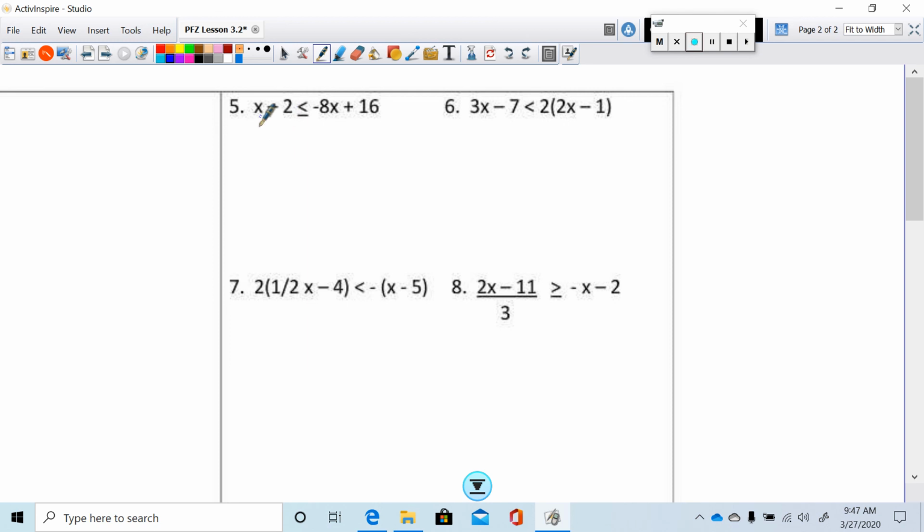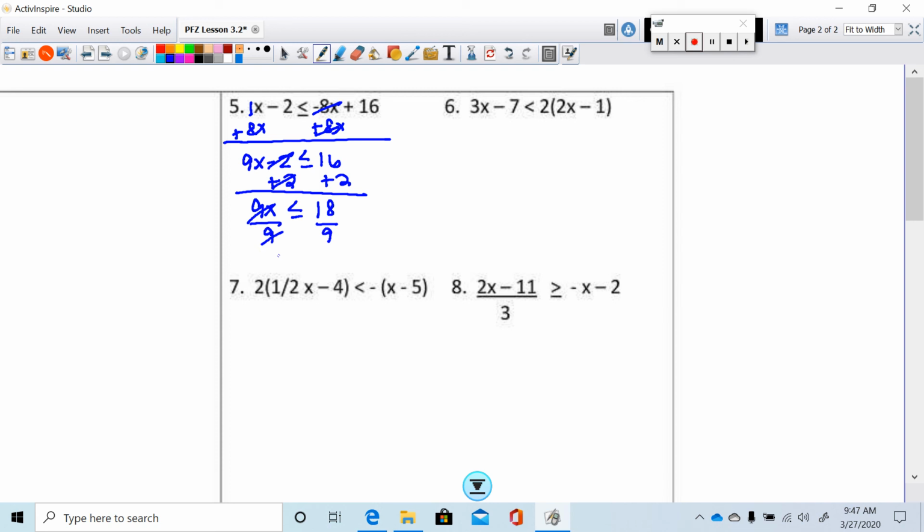Okay, so this is, I want to get the x's out front. So the negative 8x, the opposite of negative 8x is positive 8x. This is like a 1x here. So 9x minus 2 is less than or equal, opposites cancel, 16. I'm going to add 2 to both sides. So 9x, opposites cancel, is less than or equal to 18. Divide by 9. X is less than or equal to 2.